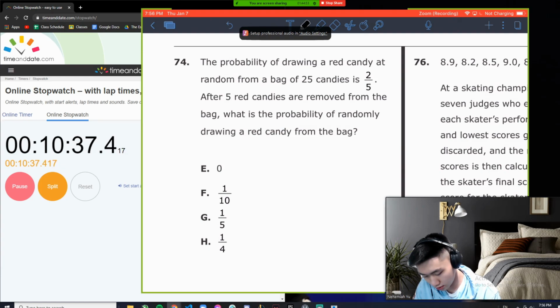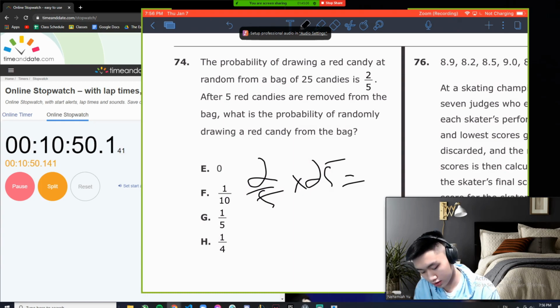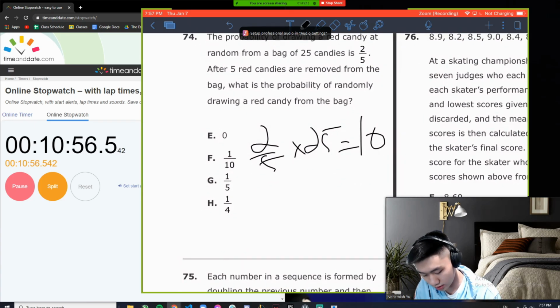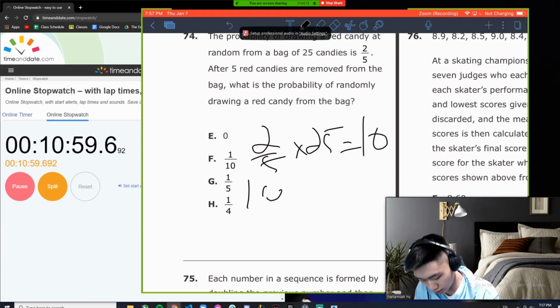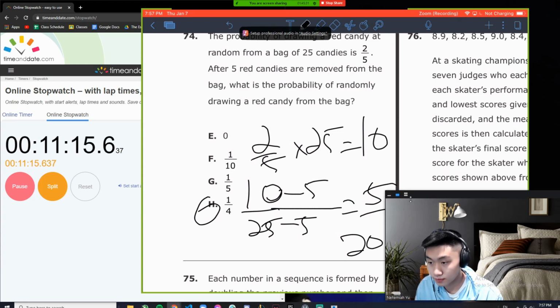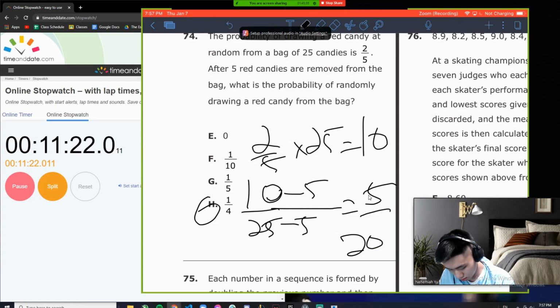It's 2/5. Well, okay, 2/5 times 25 means there are 10 red candies, and then if you remove 5 of them, before it's 10 over 25, and you want to subtract 5 from each, so it's 5 over 20, which is 1/4. Yeah. Okay, word.